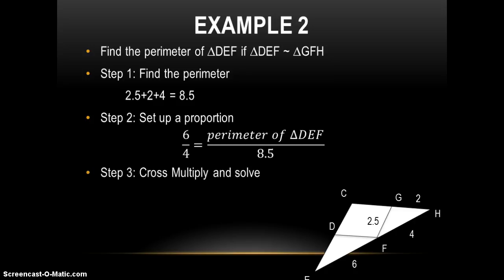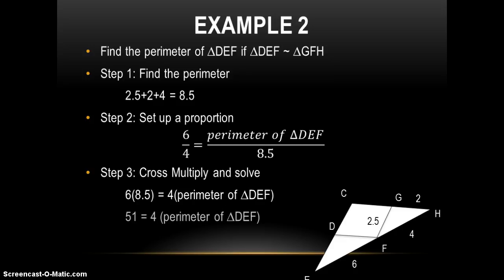Now step 3, we want to cross multiply and solve. So we're going to have 6 times 8.5 equals 4 times the perimeter of triangle DEF. So we're going to have 51 equals 4 times the perimeter, divide by 4, and we're going to get 12.75, which is going to be the perimeter of triangle DEF.